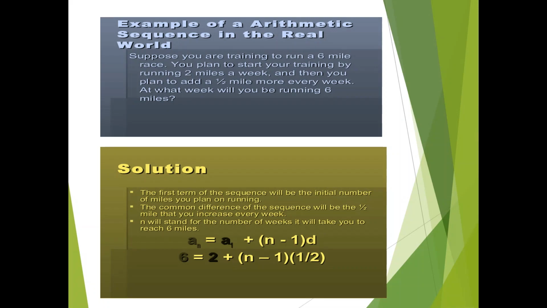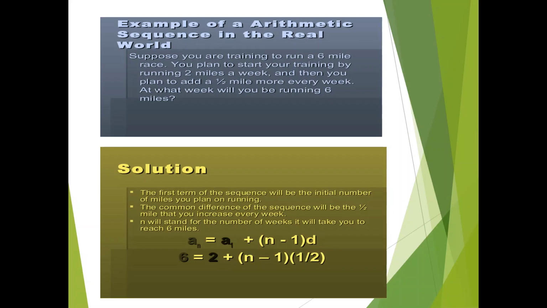For example of an arithmetic sequence in the real world, suppose you are training to run a 6-mile race. You plan to start your training by running 2 miles a week and then you plan to add a half mile more every week. At what week will you be running 6 miles?